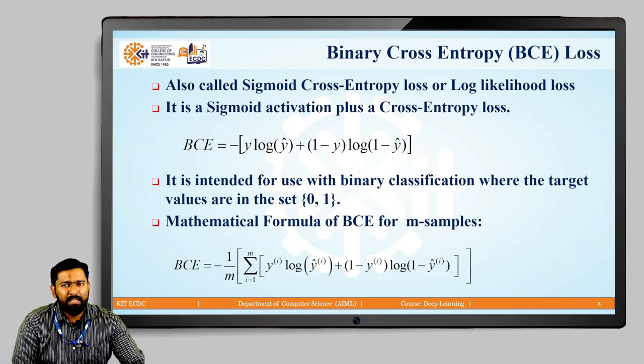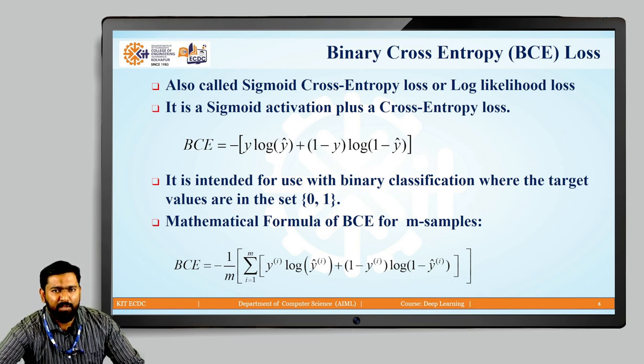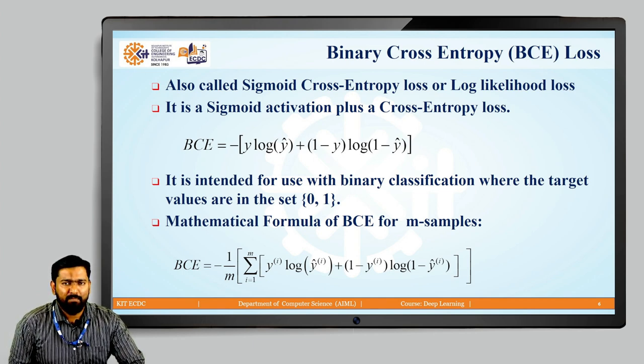First one, binary cross entropy loss, or simply BCE. This is also called sigmoid cross entropy loss or log likelihood loss. It comes after the sigmoid activation function, when we introduce a cross entropy loss, so it is called sigmoid cross entropy loss. You can see here the formula of BCE loss, which is minus y log y cap plus 1 minus y log 1 minus y cap, where y is the actual output and y cap is the predicted output. So, this is intended for binary classification.